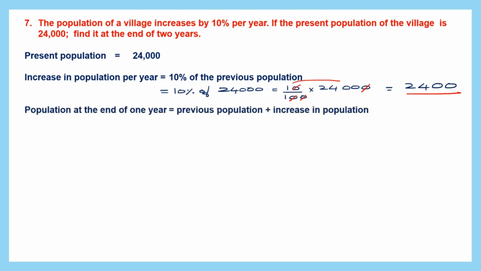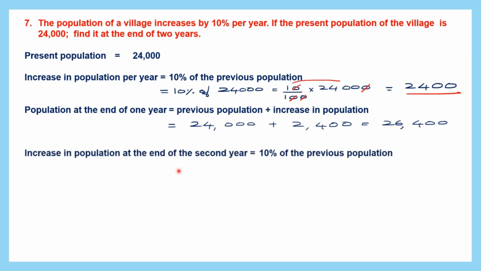So population at the end of 1 year. So present population is this. It increases by 10%. So at the end of 1 year, previous population plus the increase in population. So what was the previous population? 24,000, and to that we add the increase in population. So the previous population is 24,000. The increase in population is 2,400. So when you add this up, you get 26,400. So this is the population at the end of 1 year.